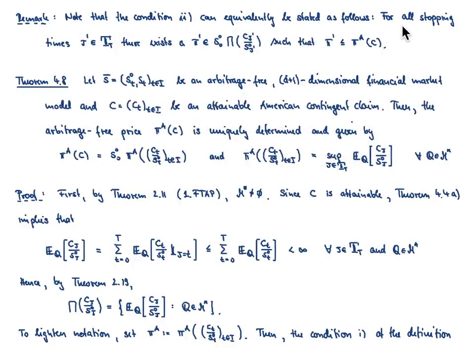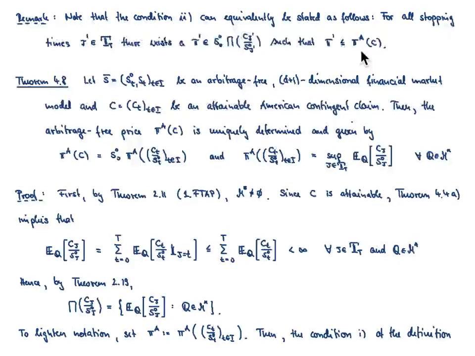This is the same as asking that for all stopping times τ' taken from the set of all admissible stopping times, there should exist a π' taken from the set of all arbitrage-free prices of the corresponding European contingent claim, such that π' is a lower bound of this number π^A(C). So that's why this second condition rules out, on the one hand, an arbitrage opportunity for the seller, and on the other hand, an arbitrage opportunity for the buyer.